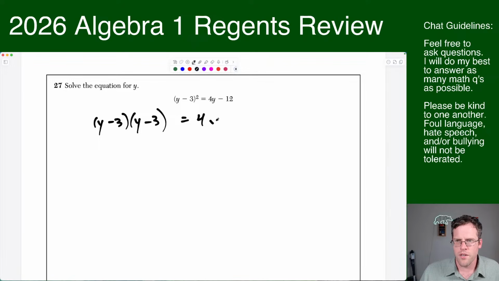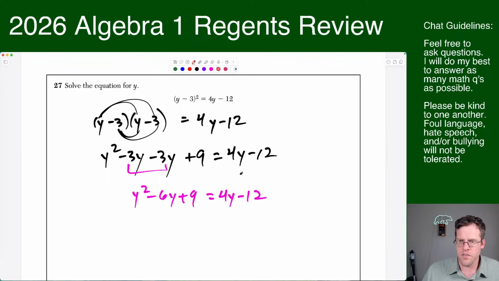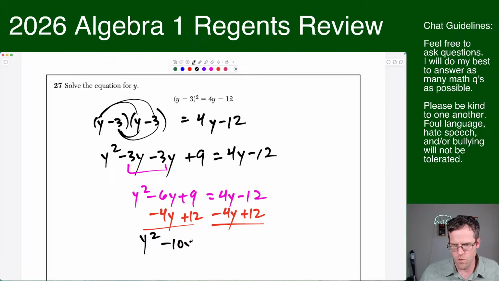Okay, so here, this 4y minus 12, and then just expand. Y squared minus 3y minus 3y, negative 3 times negative 3 is positive 9, equals 4y minus 12. Okay? Now you can combine like terms and say y squared minus 6y plus 9 equals 4y minus 12. And now move everything to the left. For quadratics, when you're solving them algebraically, you want to make everything go to one side and you want 0 on the other side. So y squared minus 10y plus 21 is equal to 0.